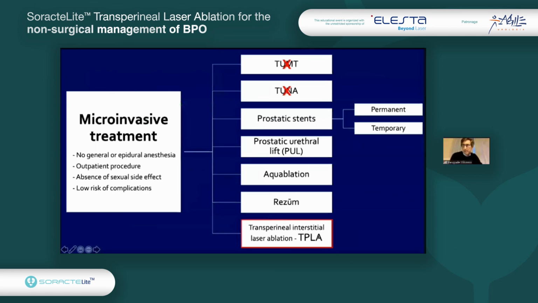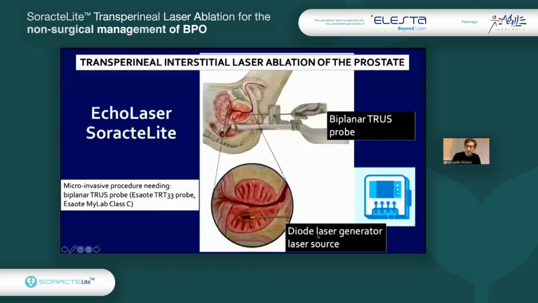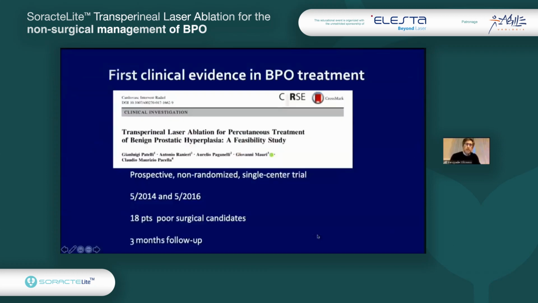should be done on an outpatient basis. There should be no sexual side effects, and there should be very low risk of complications. If you are old, like me, you started this kind of procedure in the late 80s with thermotherapy, such as TUMT and TUNA, that are not used anymore. And now there are many new ways like prostatic stent, prostatic laser ablation, and lately the TPLA, transperineal interstitial laser ablation. The literature we are going to talk about is a little bit scanty.